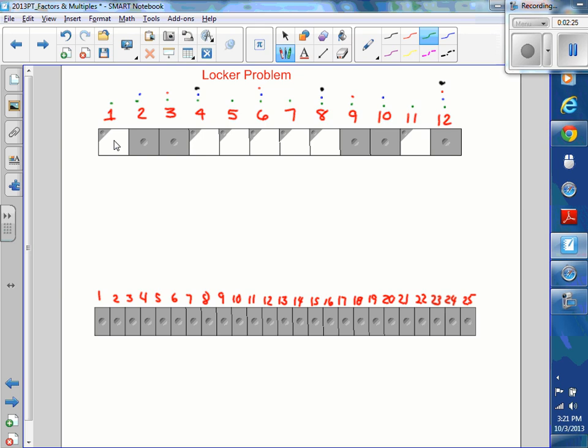Student 5 is going to close, is going to open. Okay, sorry. Student 5 is going to close 5 and open 10. Yeah, so they're going to touch 5 and 10, changing the state. So close 5, that's right, open 10. Sean? Now who's up?